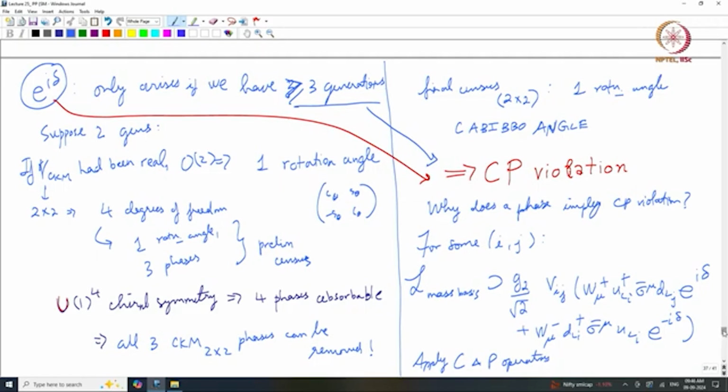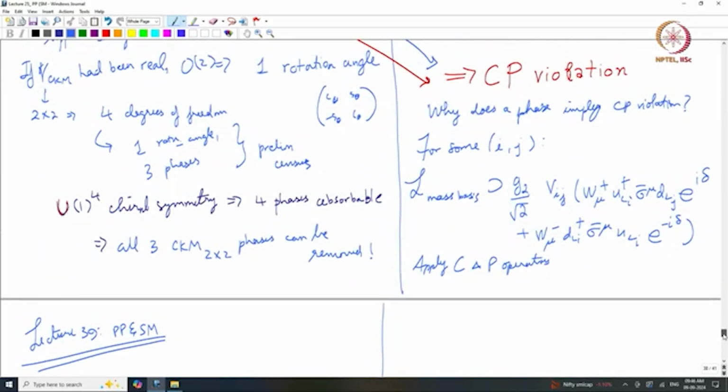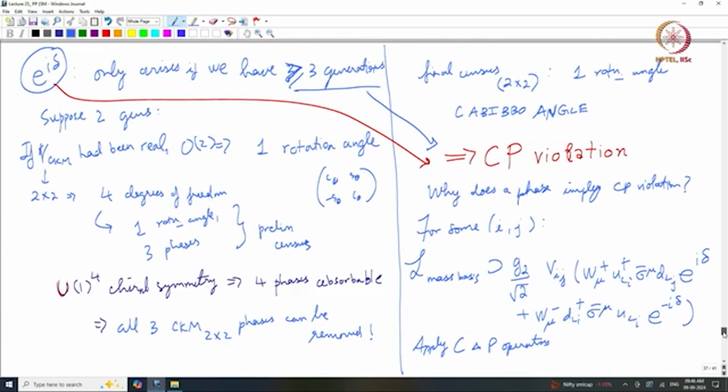And I made a statement that we can only have this CKM phase if there are at least 3 generations. How do we know that? If we take 2 generations by once again parameterizing in terms of rotation angles and phases, we see that there is enough chiral symmetry in the mass terms to remove those phases. Okay, you have a U(4) chiral symmetry and 3 phases, and you can easily remove away those 3 phases without any problem. Okay.